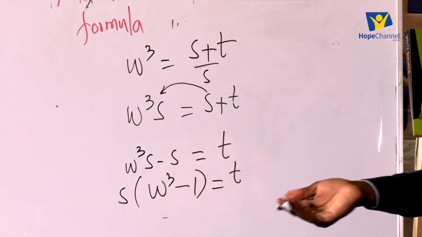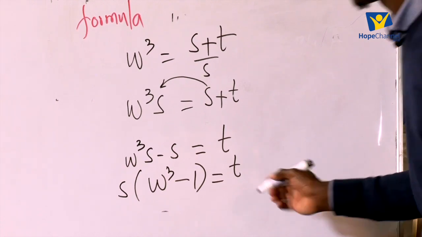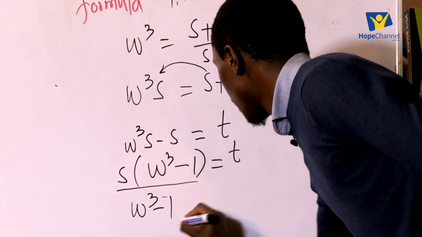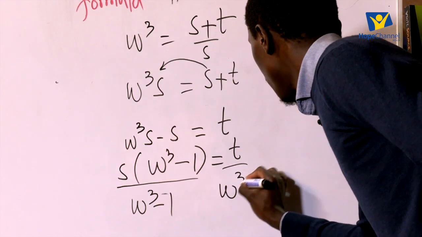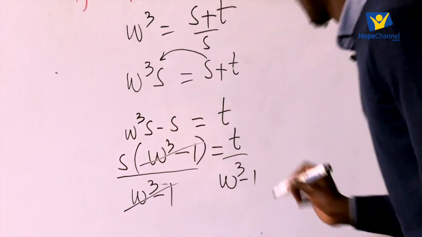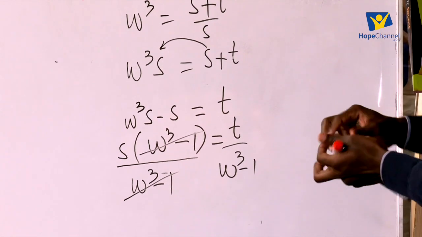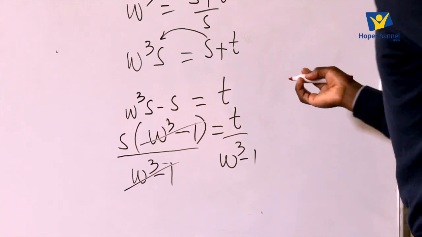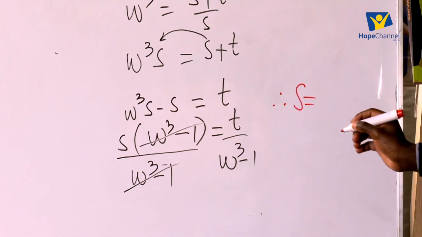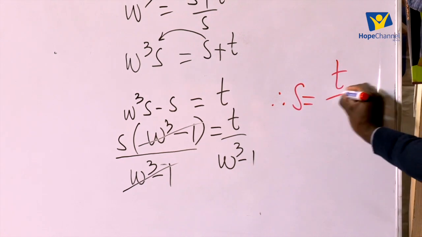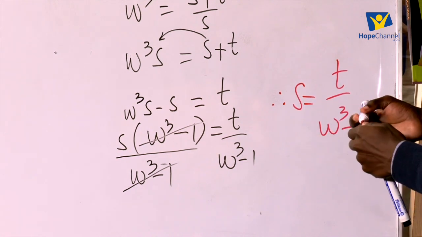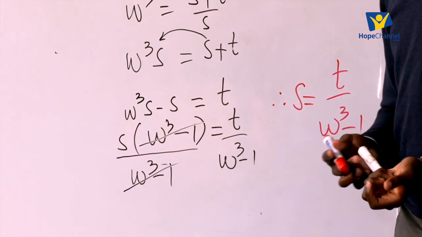And now to find S, we'll simply divide both sides by what is in the bracket. So divide by W cubed minus 1, divide by W cubed minus 1. So you'll be able to cancel this one and that one. And now your answer for S as the subject, so therefore the answer is S is equal to T over W cubed minus 1.